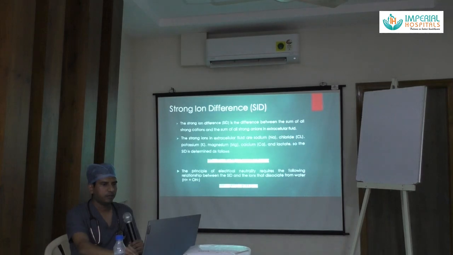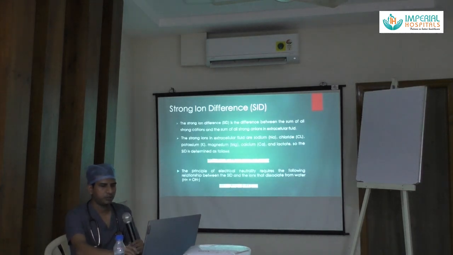So what is strong ion difference? It is the difference between the sum of all strong cations and all strong anions in the extracellular fluid. The strong ions in the extracellular fluid are sodium, chloride, potassium, magnesium, calcium and lactate. So the strong ion difference can be determined as sodium plus potassium, magnesium and calcium altogether, minus the anions, chloride and lactate. To maintain the principle of electroneutrality, the relationship between strong ion difference and the ions that dissociate from water is: strong ion difference plus H plus, OH minus should be 0.